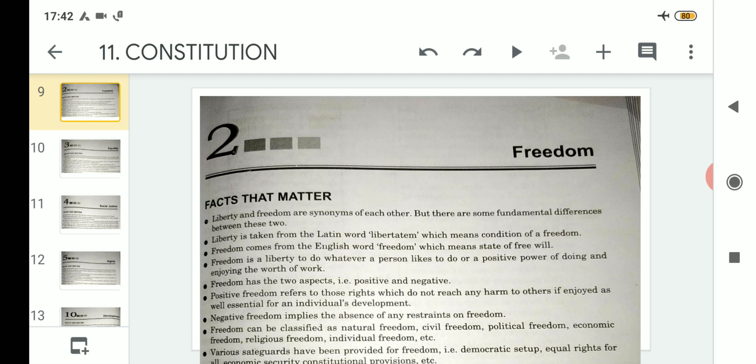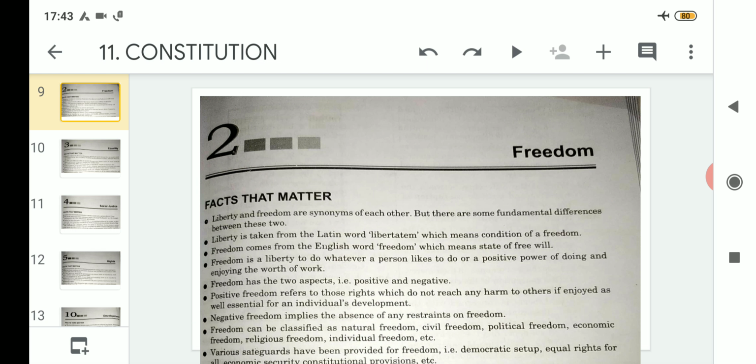Freedom can be classified as natural freedom, civil freedom, political freedom, economic freedom, religious freedom, and individual freedom. As we have already studied, liberty is just one side related to freedom, but freedom as a whole can be classified into various types. Starting from number one, it can be natural freedom, civil freedom, political freedom, and economic freedom.